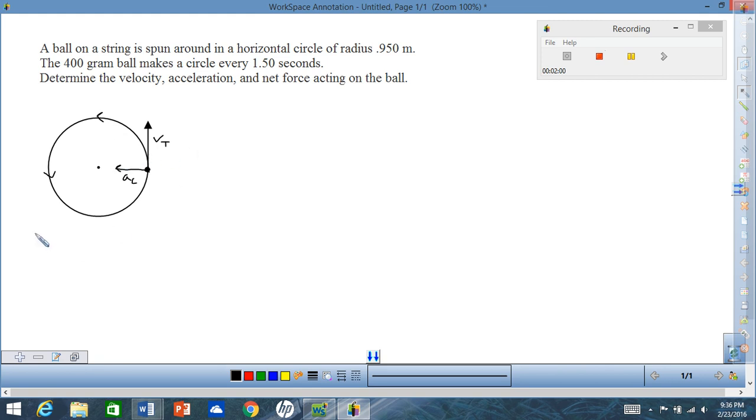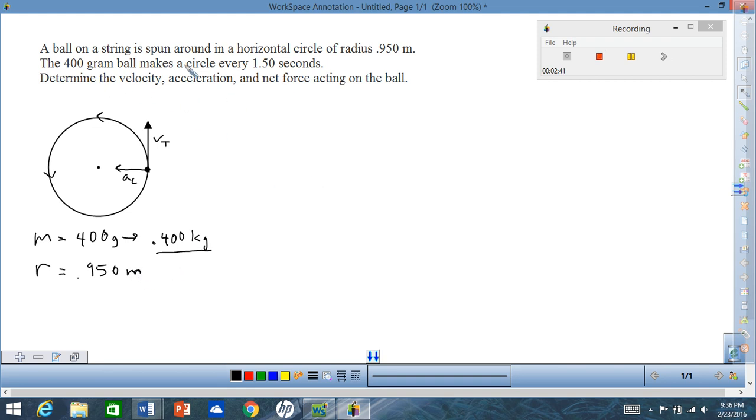So the mass of this object is 400 grams. Now that is a non-standard unit, so let's immediately convert that into our standard unit of kilograms. Remember that for kilograms we move the decimal 3 spots to the left, that is, we divide by 1,000, so that converts to 0.400 kilograms, and it has a radius of 0.950 meters. That is a standard unit, so we're in good shape there.